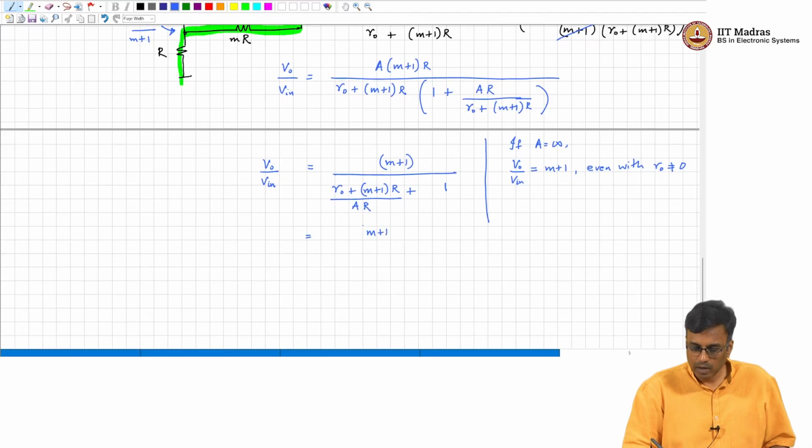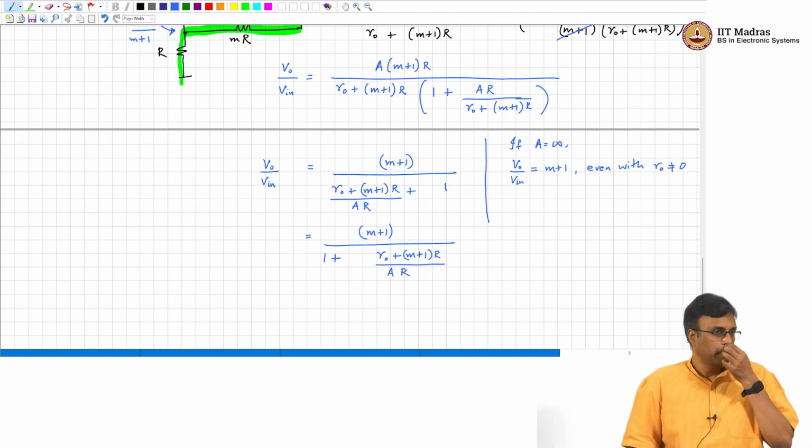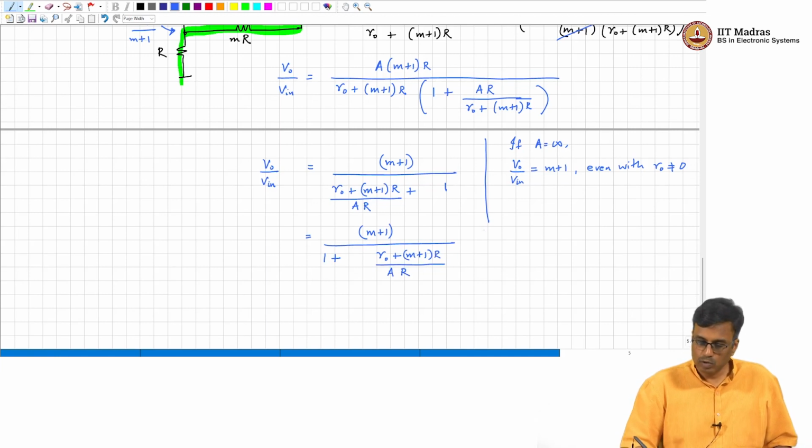this is m plus 1 divided by, let me write this in this form, 1 plus r naught plus m plus 1 times r by A times r. And let us try to relate this to a formula we already know.